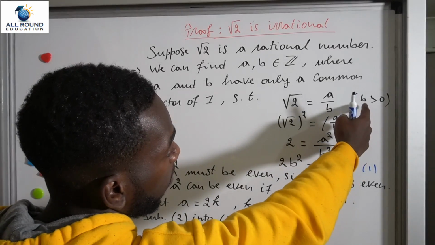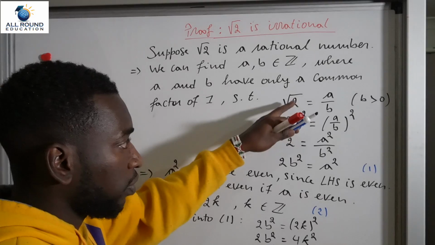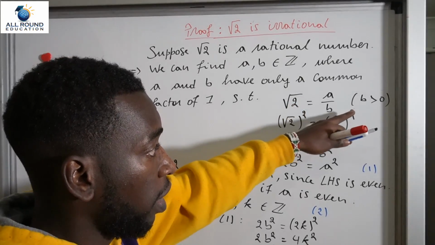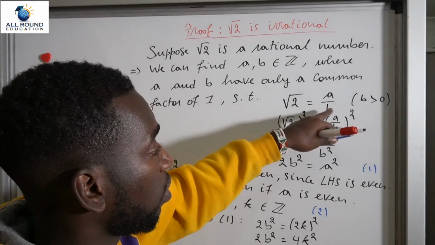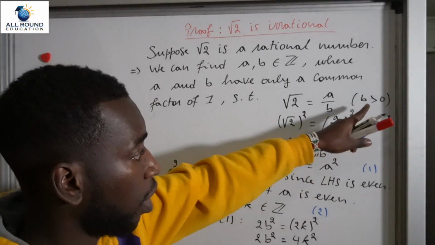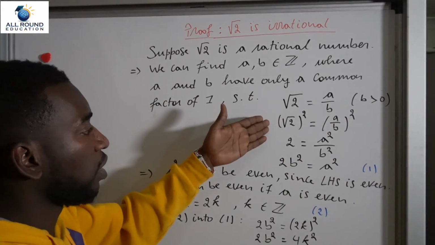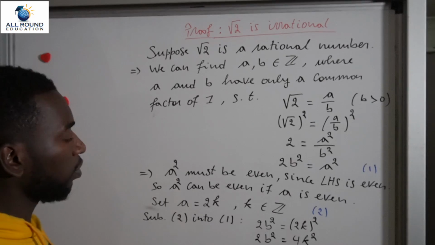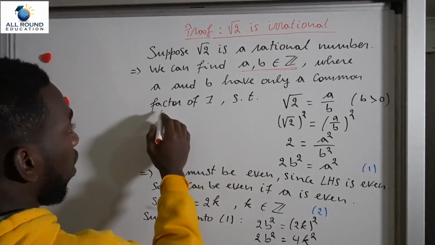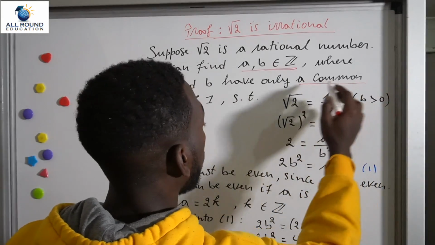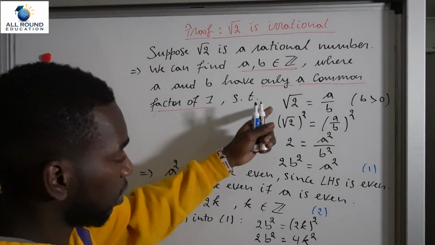This is the formal definition of a rational number. And b has to be greater than 0, because if b is less than 0 it would give a square root of a negative number, and if b is equal to 0, you cannot divide by 0. That's why b has to be strictly greater than 0. Remember, a and b have to be integers, and they only have a common factor of 1. It's a formal definition.